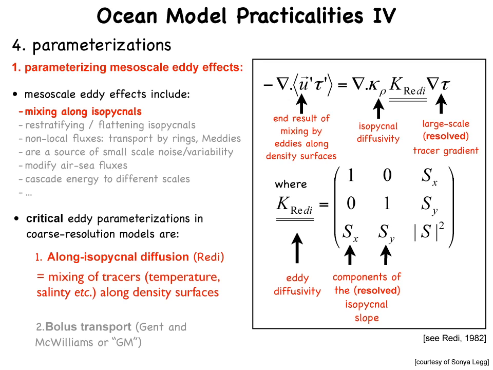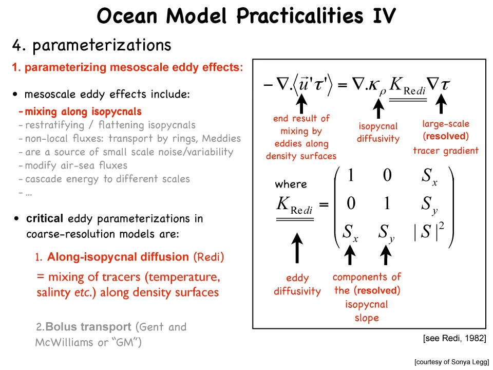Now, there's sort of two big mesoscale eddy parameterizations in every ocean climate model that you'll work with. And so I thought I would spend just a slide on each of those. You don't need to understand the details on the right-hand side unless you're really interested. So that's the extra activity for the experts in the room. But basically, there are these two critical eddy parameterizations in coarse models: one, an along-isopycnal, or along density surface, diffusion. This is the Redi parameterization. People have heard that term. And the second one is a bolus transport. This is the GM, or Gent-McWilliams, parameterization.